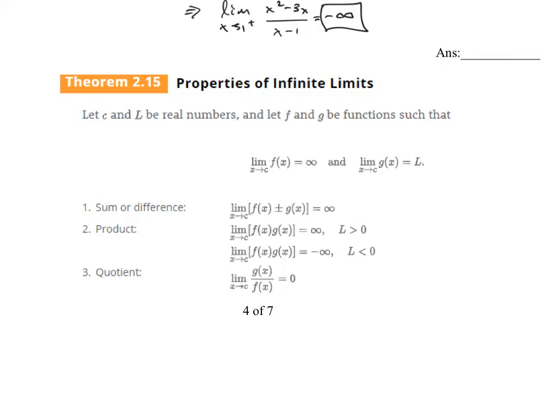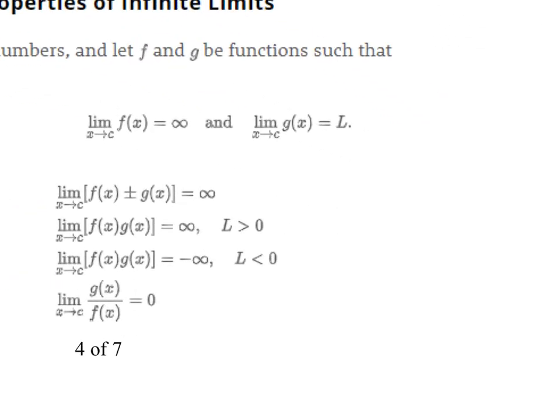Remember, the limit of the sum is the sum of the limits. So what happens if you have something like, I don't know, infinity plus or minus 5, some number? Well, that still equals infinity when it comes to limits. The next one says, what happens if you have something like infinity times 5? Well, infinity times 5 is still infinity, and infinity times negative 5 would be negative infinity. So that's what that's saying right there.